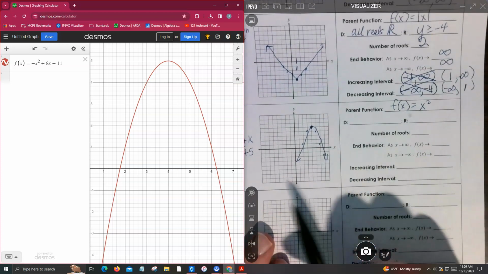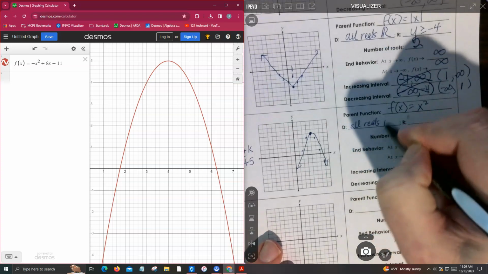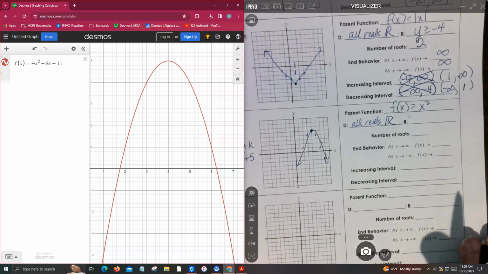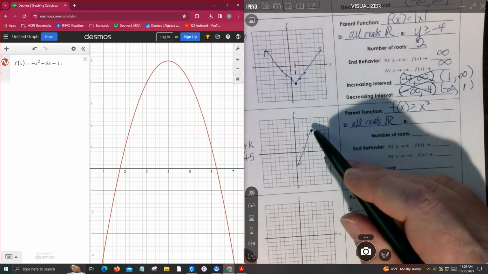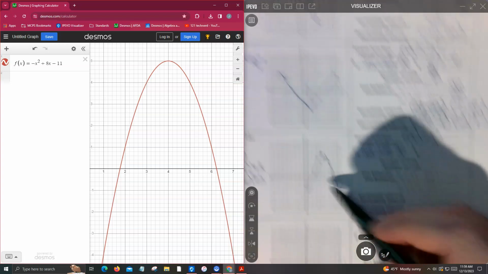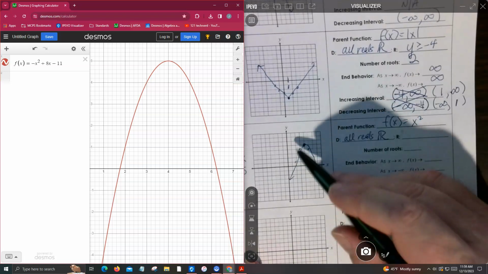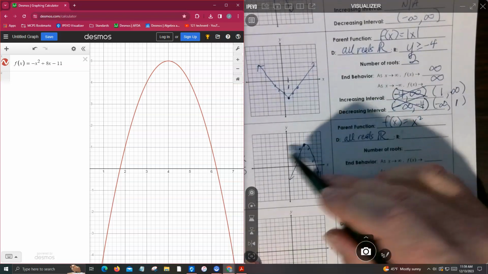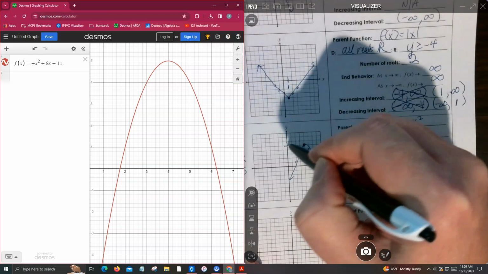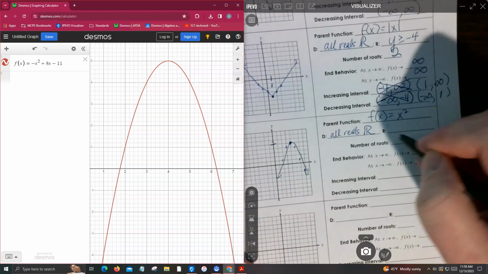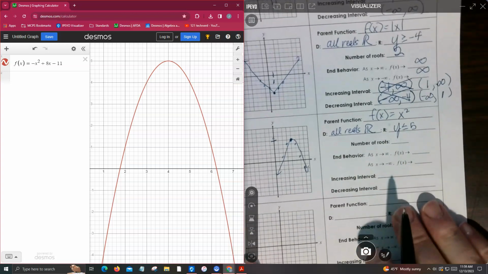The domain is all reals for these functions, which makes it easy for you. The range: this is a maximum this time because it's facing downward, where the other one was a minimum. So that means y can be at most 5. It's 5 right here. So y has to be less than or equal to 5. That's your range.